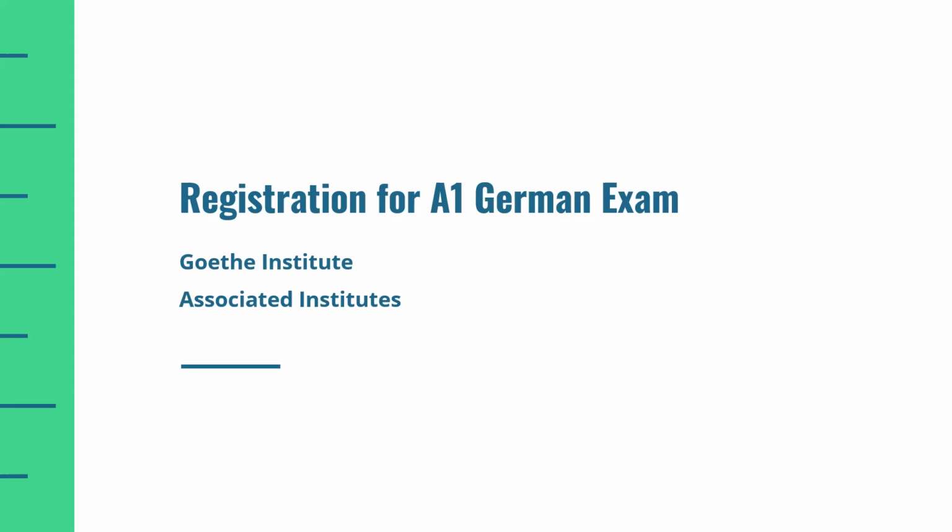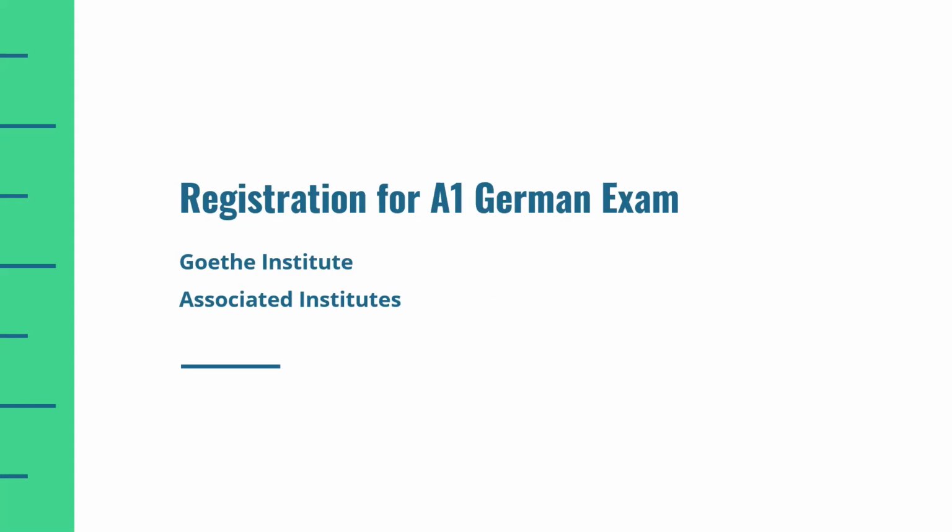For the registration of the A1 exam, you can either visit the Goethe Institute's website of your country or the city in which you are living, or in some cases, Goethe Institute is associated with some other institutes which are authorized to conduct the exam of Goethe Institute. So you can check the website of Goethe Institute about the exam dates, and also you can check the fee, how much you have to pay in order to take the A1 exam of Goethe Institute.